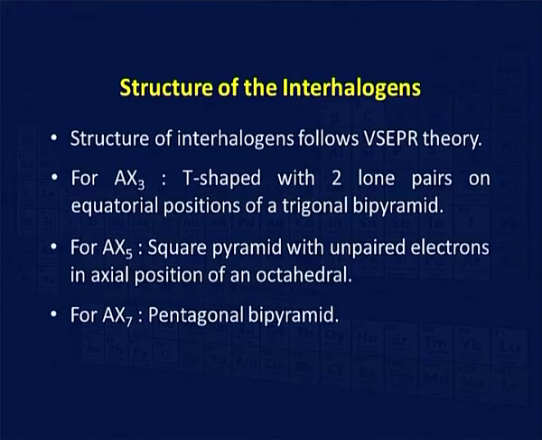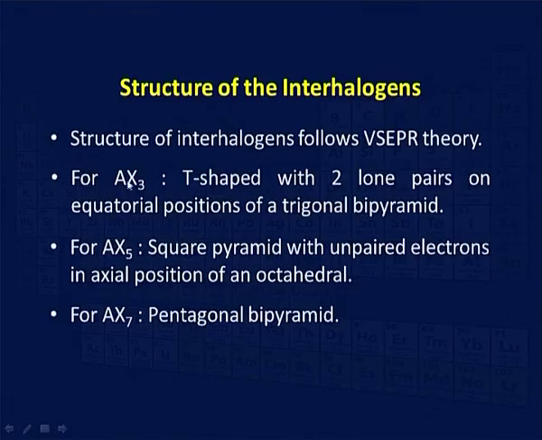Let us see the structure of the interhalogens. The structure of interhalogens follows the valence shell electron pair repulsion theory. The VSEPR theory states that maximum repulsion exists between lone pairs of electrons and minimum between bond pairs. An AX3 type interhalogen molecule has a T-shaped structure with two lone pairs on the equatorial position of a trigonal bipyramid.